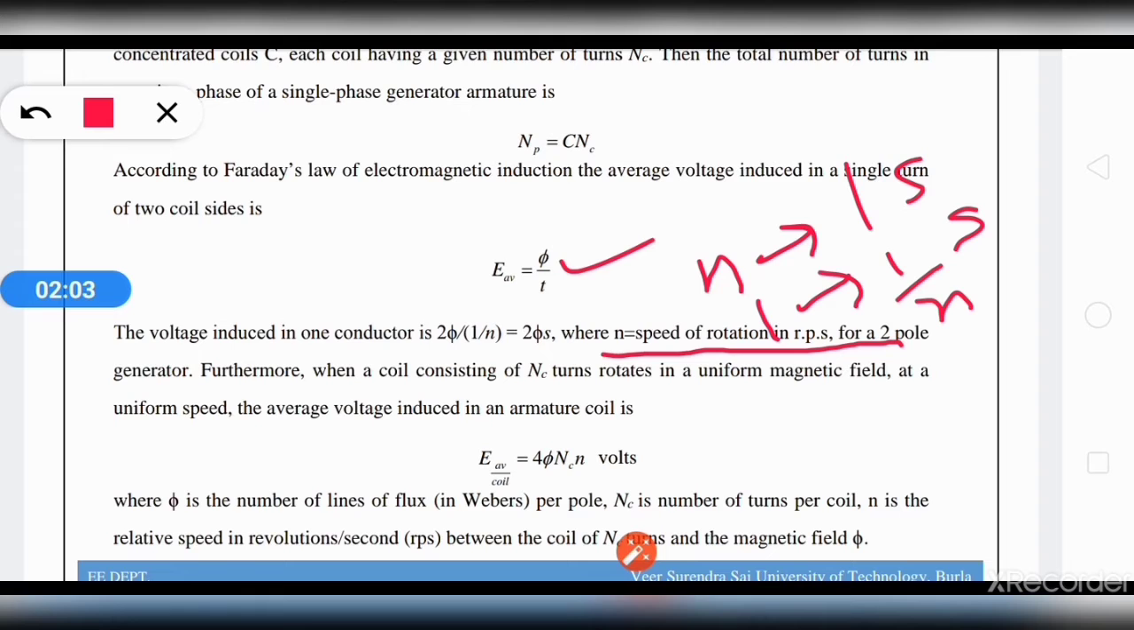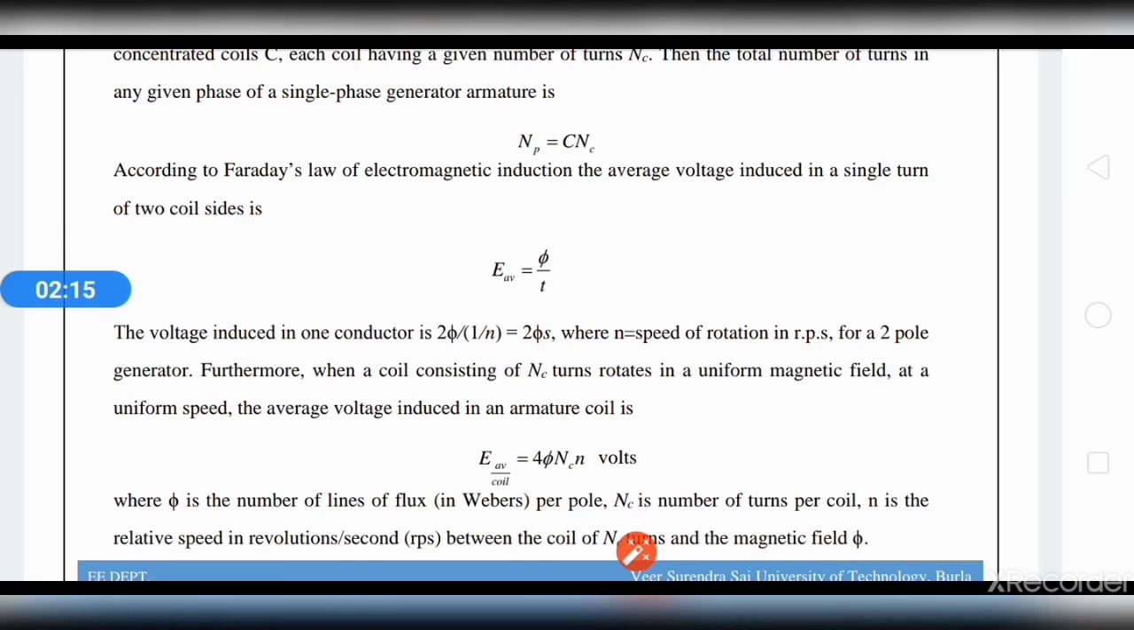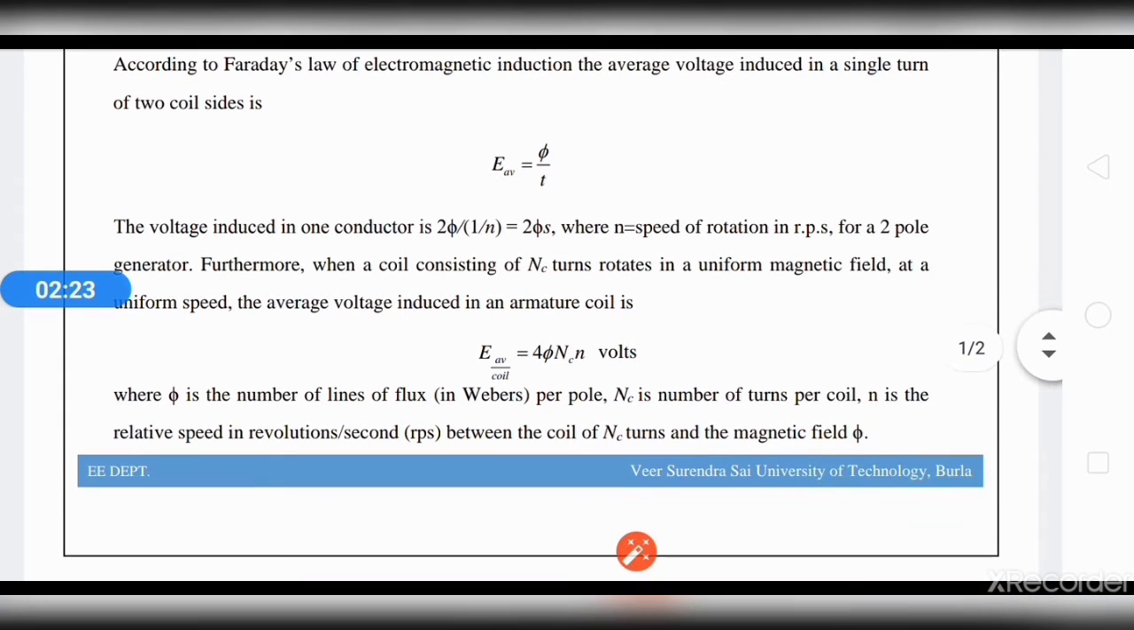Now again, for a two pole generator we will multiply the equation by 2. So the equation now becomes 2 phi upon 1 upon N. It is the equation for induced EMF. Now, equating and solving the equation, we get 2 phi N, which is the induced EMF average value.